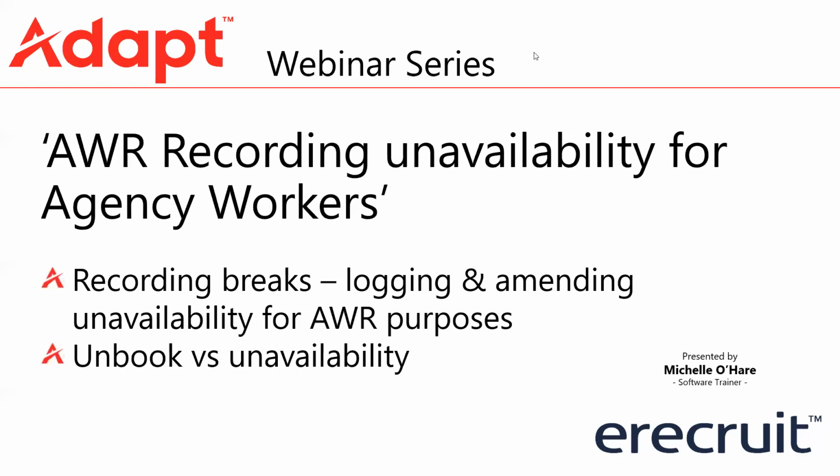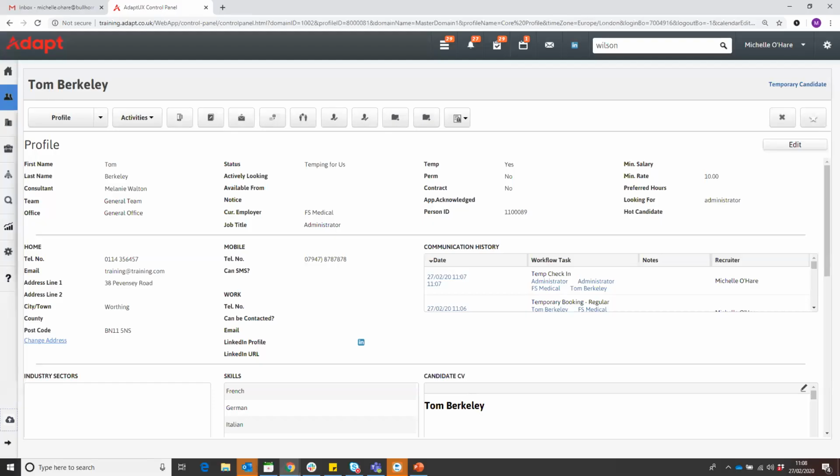On this webinar, we're going to take a look at how you can record unavailability for your agency workers. The AWR directive states that breaks need to be recorded accurately, and in ADAPT you can do this. It's nice and easy, so I'm going to show you how to do that.